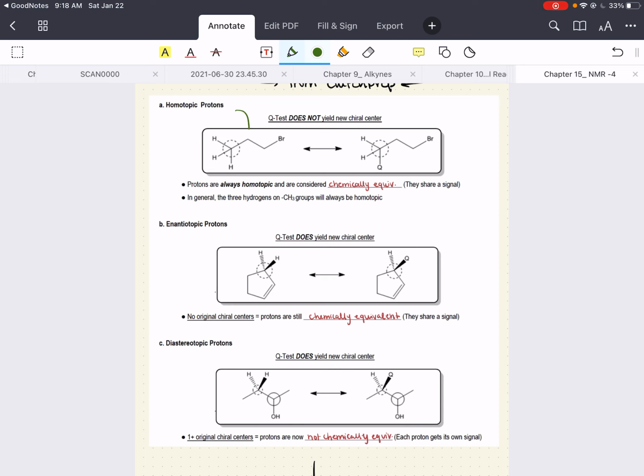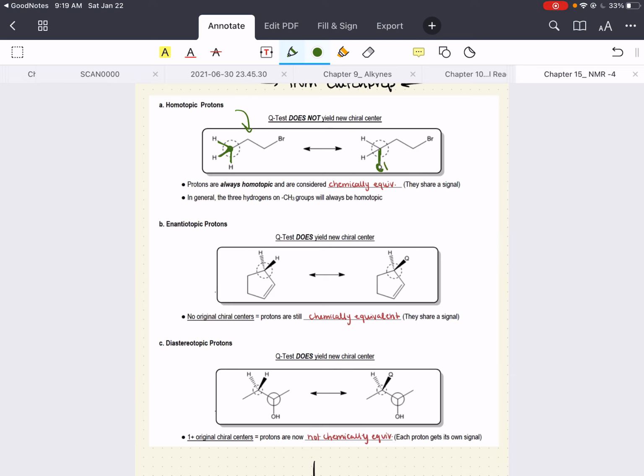So here's a great example. We're looking at this site. It has 3 hydrogens. Are these 3 hydrogens chemically equivalent or not? Well, we don't know, so let's go ahead and do our Q test. We're going to replace one of the hydrogens with chlorine, for example.